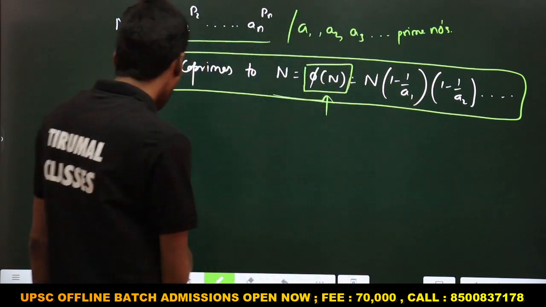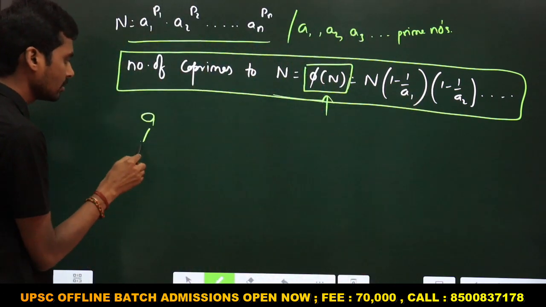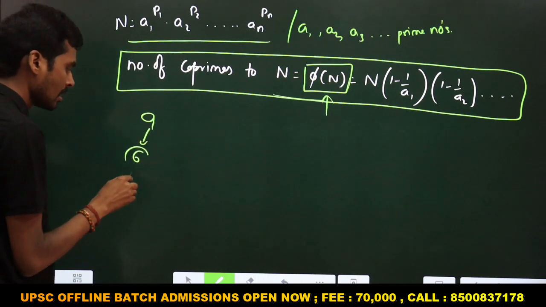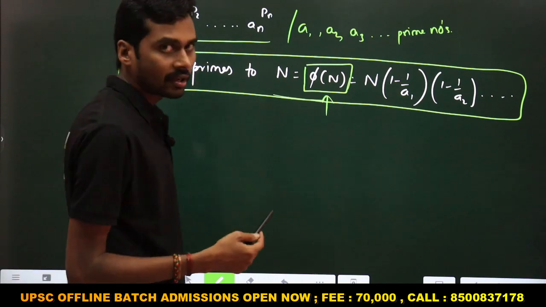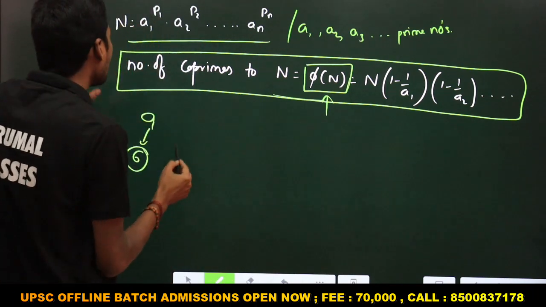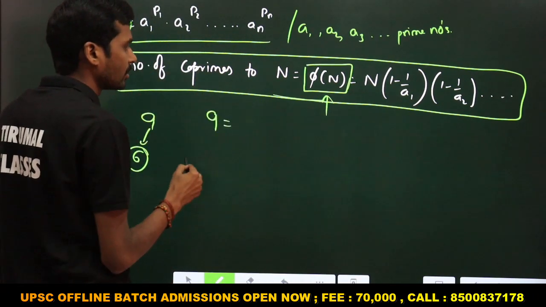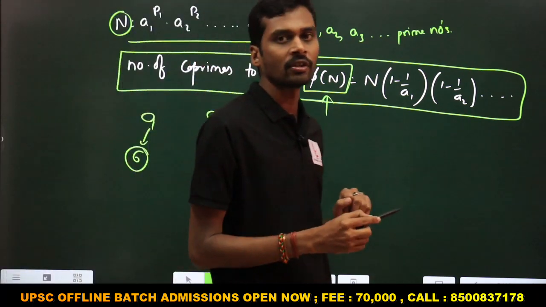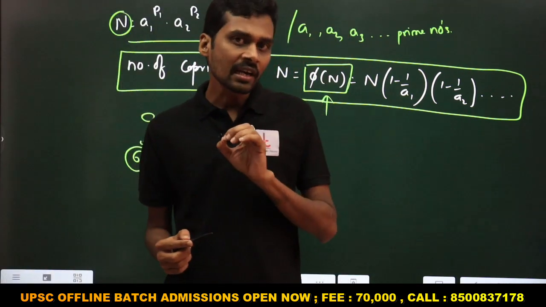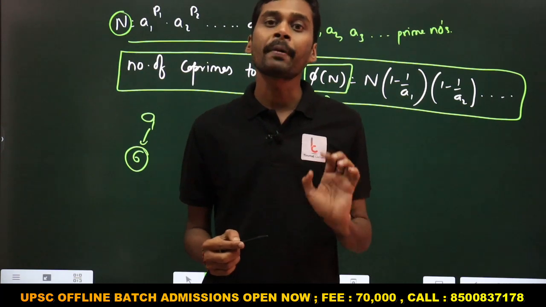So how many coprimes did we get for the number 9? We actually got 6 coprimes. By the way, we can check this using the Totient method. To find the number of coprimes using the Totient method, first you immediately write the given number as a product of prime numbers.